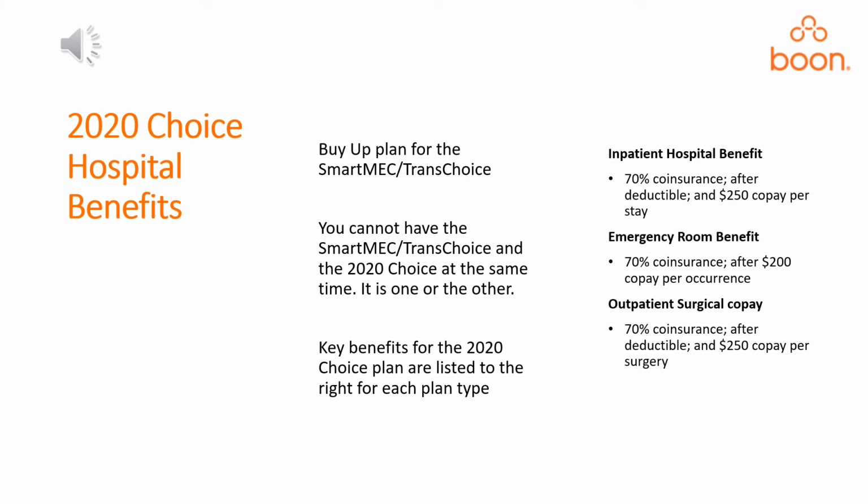2020 Choice Hospital Benefits. These are the benefits continued from the previous slide, breaking down the hospital benefits for the 2020 Choice Plan. Inpatient hospital benefit, 70% coinsurance after deductible and $250 copay per stay. Emergency room benefit, 70% coinsurance after $200 copay per occurrence. Outpatient surgical copay, 70% coinsurance after deductible and $250 copay per surgery.